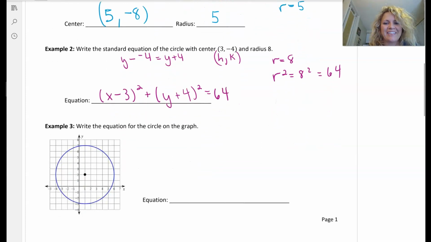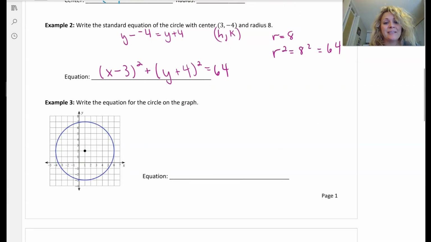All right, for example 3, and you guys can feel free to pause this video at any time if you need to stop and process any of this information. So for example 3, we're asked to write the equation for the circle that's given to us on the graph. And again, all we need is the center and the radius. So the center is at 1, 2, in the first quadrant, all positive.